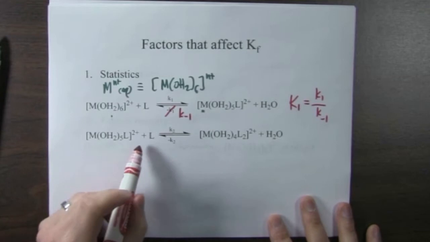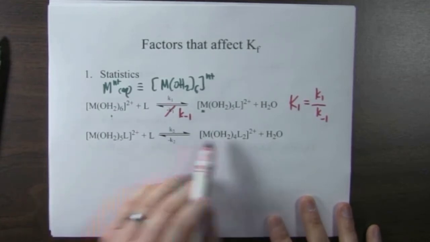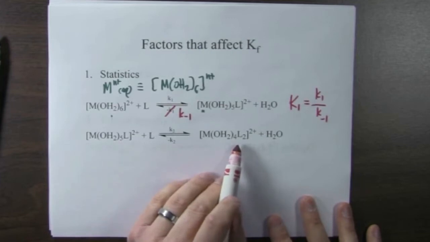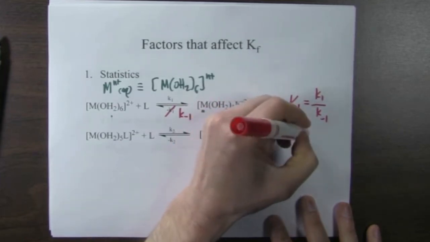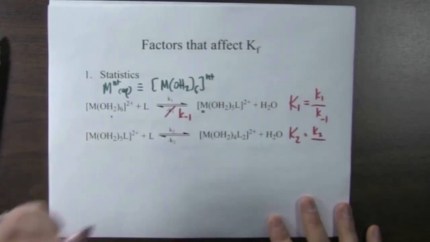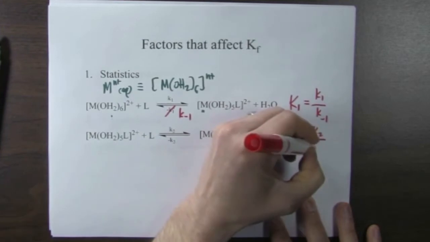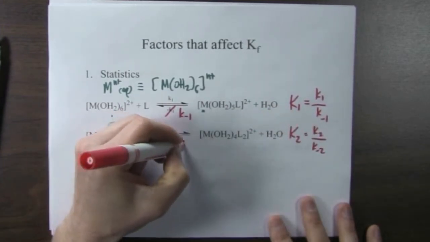So in the second step we have a similar situation. The ligand is going to displace one of the water molecules so that there's only 4 water molecules remaining. And so the equilibrium constant for the second step is K2, the forward rate constant for the second step, over K of negative 2, the rate constant for the reverse step.